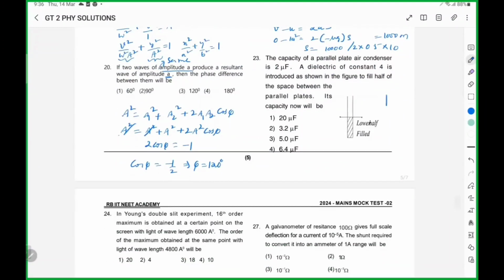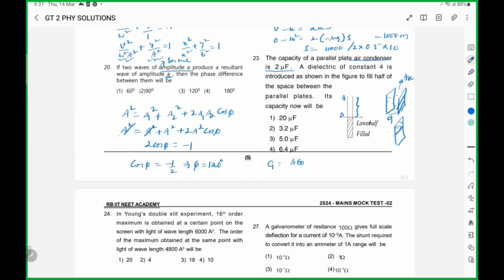Here, actually, plates are like this. In between, air is there, it is an air capacitor. But now the parallel plate air condenser is 2 microfarad. But here air is only in half of the region, and the remaining half is filled with a dielectric. So you can take this as one capacitor. Earlier the area is this, now that area is halved. The distance between the plates has no change.